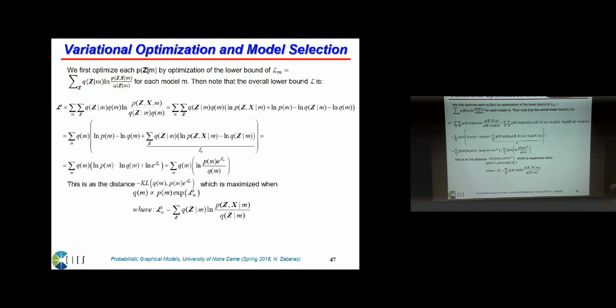Okay? So this is a very nice calculation using variational methods that extends these concepts for computing distributions over latent variables, now computing distributions over latent variables and models. All right, so very nice.